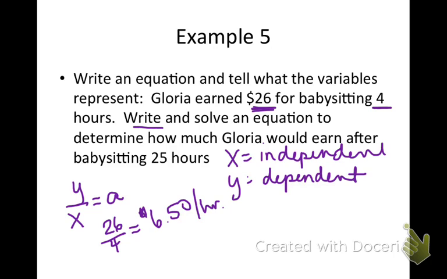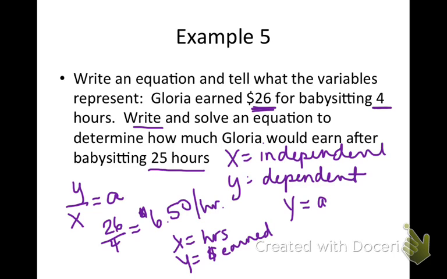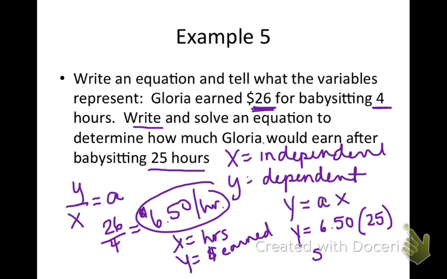We need to write an equation and then determine how much she'll make in 25 hours. So now that we've determined this constant rate, our equation is going to be, because x would be the number of hours, so to tell what the variables represent, x equals hours, y equals dollars earned, okay, y is equal to ax. Since we've calculated a, that's this number right here, through that ratio, we have y is equal to $6.50 times x. If x were 25 hours, she would have earned $162.50.